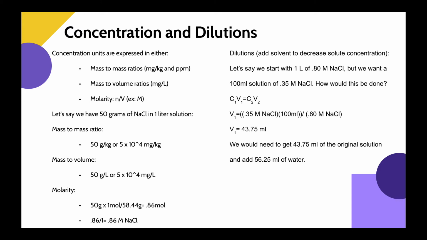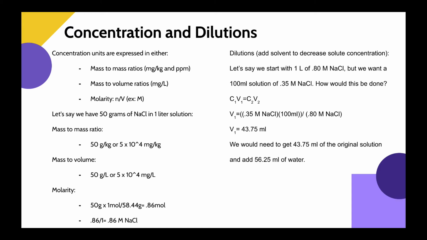And then in terms of molarity, we would have to get the 50 grams and convert it to moles. To do this, we would multiply the 50 grams by 1 mole over 58.44 grams, being its molar mass, and this would give us 0.86 moles of the solute, being sodium chloride. Then we'd put this all over 1, since the volume of this solution is 1 liter, and this would give us 0.86 molar sodium chloride for the concentration.